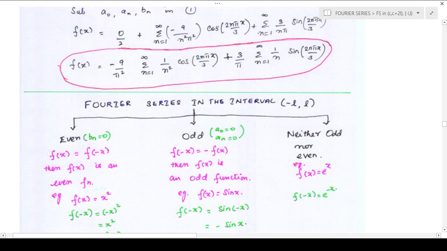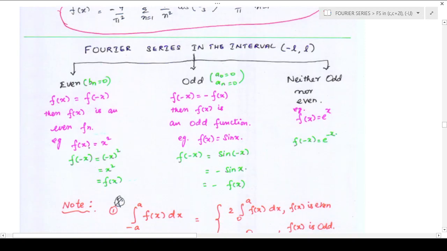So what is an even function? If f of x and f of minus x are the same, equal, it is an even function. If they differ by a negative sign, it is said to be an odd function. Example, f of x equal to x square. F of minus x is also x square, so it is an even function. But f of x equal to sin x. What is sine of minus x? Minus sin x, so minus f of x. So f of x and f of minus x differ by a negative sign, so it is an odd function.